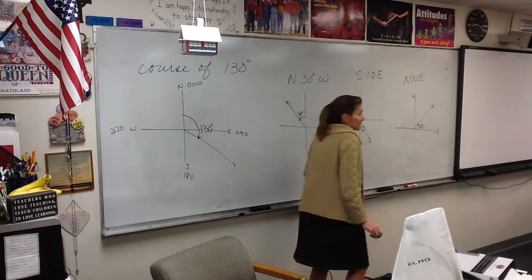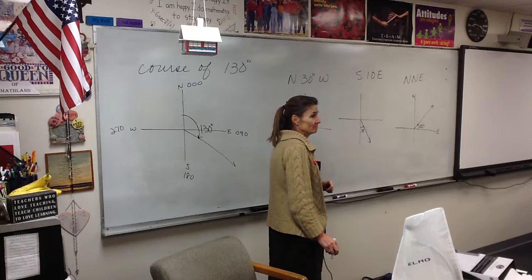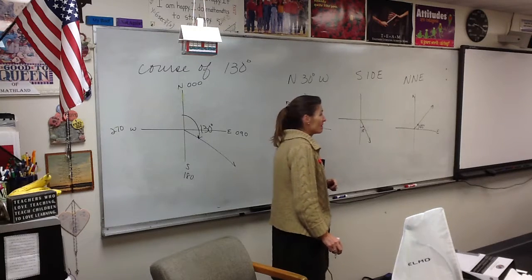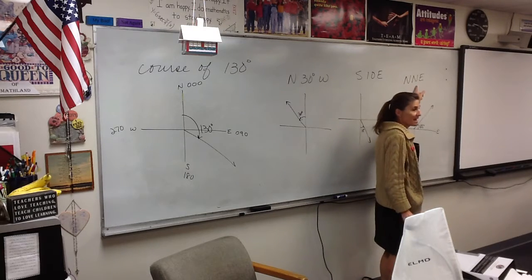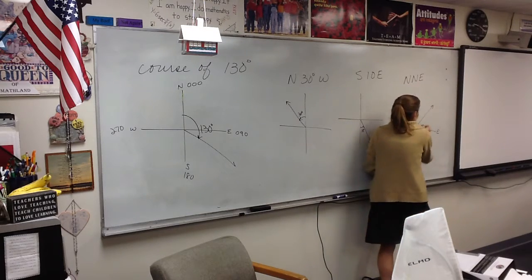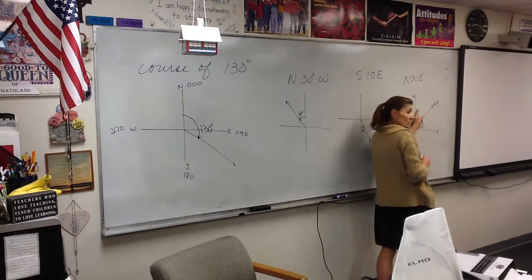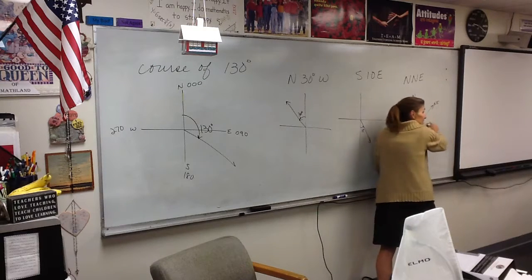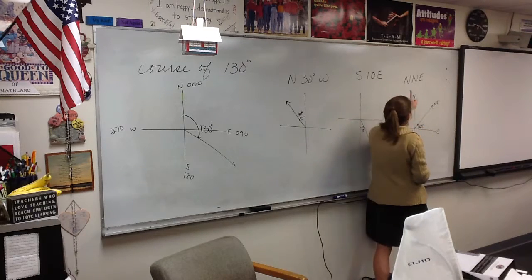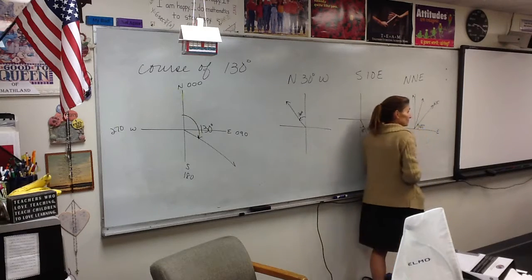North, northeast. Any idea what that means? That means the north side of northeast. So here's northeast right here. Everybody got that? You have a north side of that vector and you have an east side of that vector. North, northeast means split the difference here.